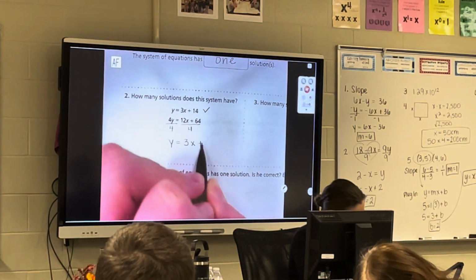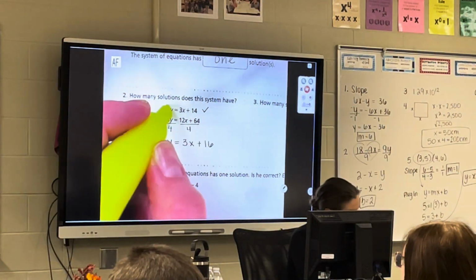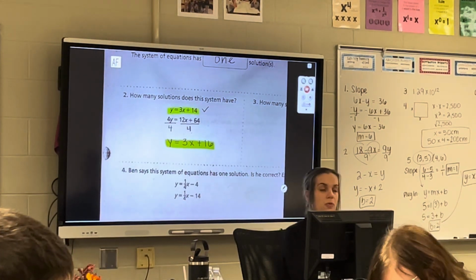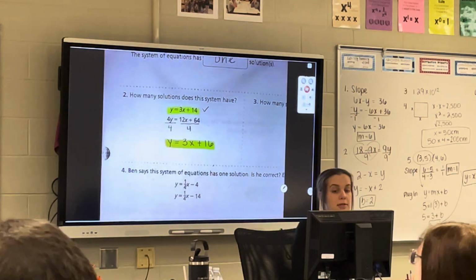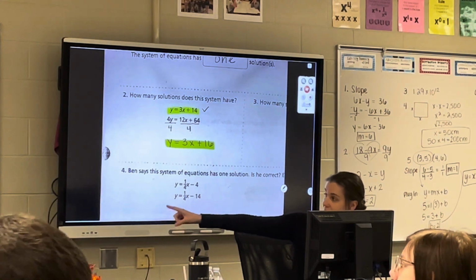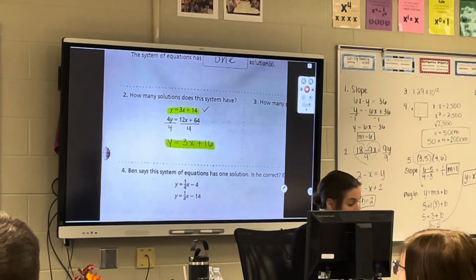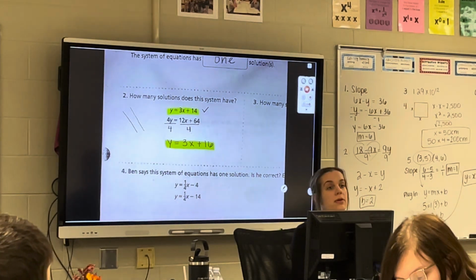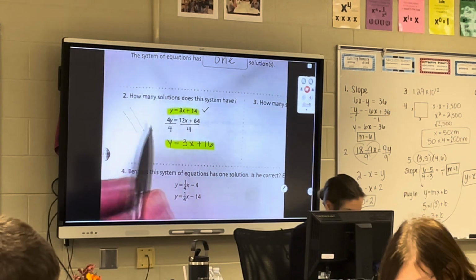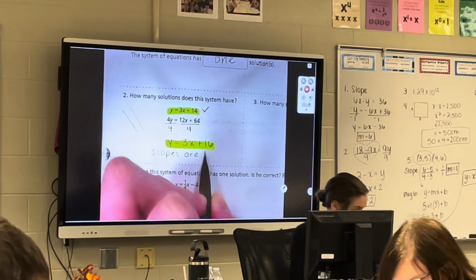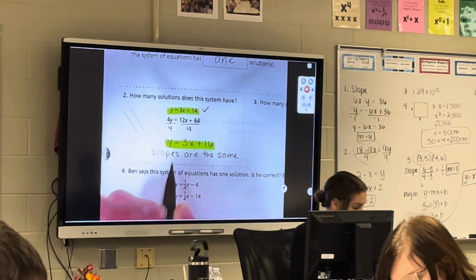Nice job. So what you are paying attention to now, you have y equals 3x plus 14 and y equals 3x plus 16. What did you notice? Slopes are the same. So when your slopes are the same, what are you gonna have? No solution. In other words, you have the same slope, which means they will not cross. So this is no solution. So I'm gonna say slopes are the same, which means no solution.